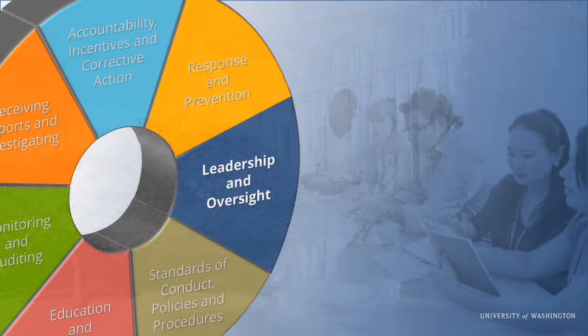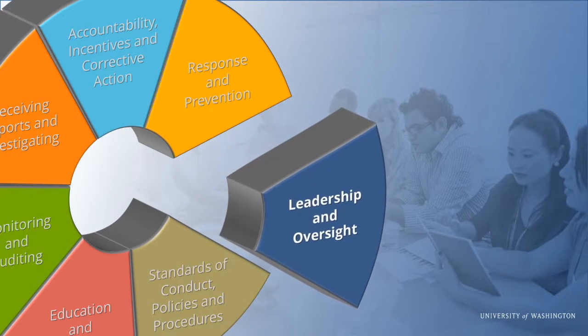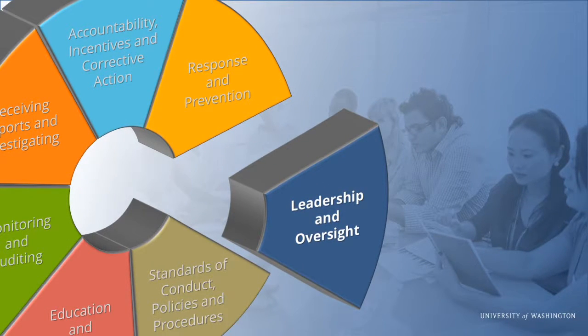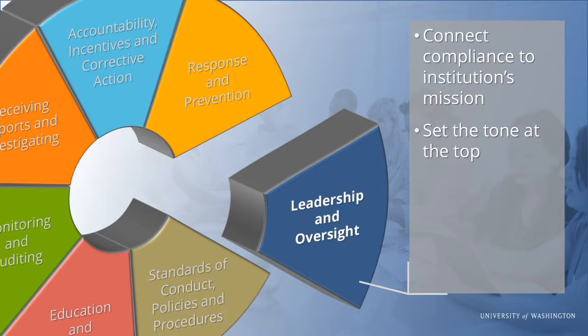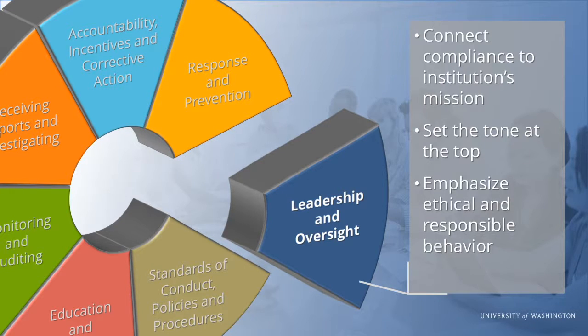An institution maintains a credible, coordinated compliance program with access to senior leadership, functional committee structures, and regular reporting to the university's governing board. Robust leadership and oversight of the compliance program will connect the program's goals with the university's mission, set a tone from the top, emphasize the ethical and responsible behavior of community members, and confer authority to implement approved projects and established priorities.